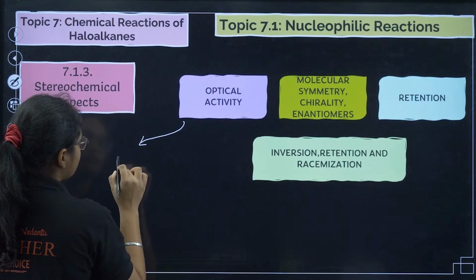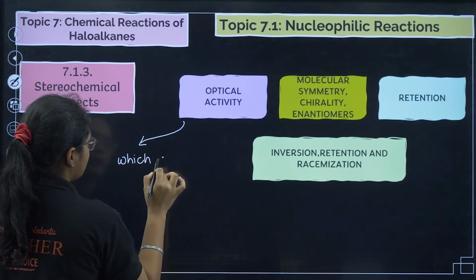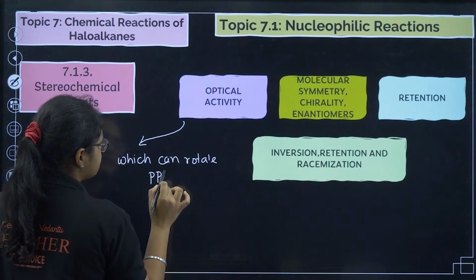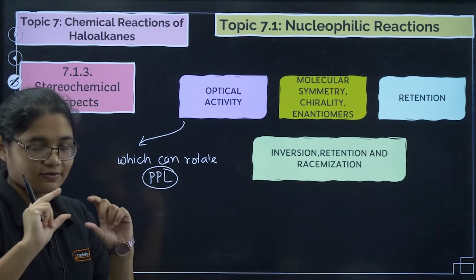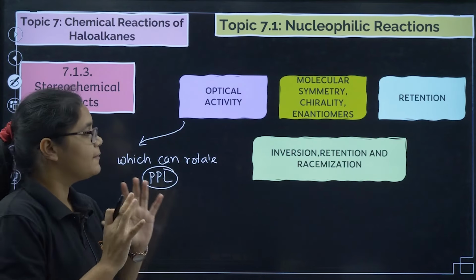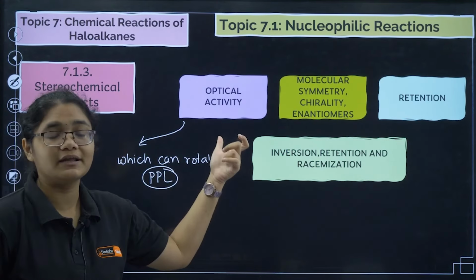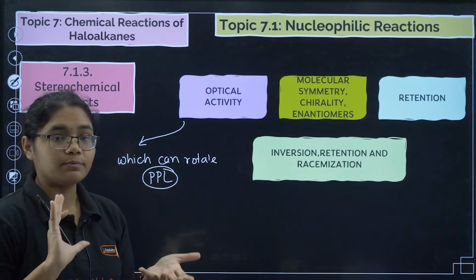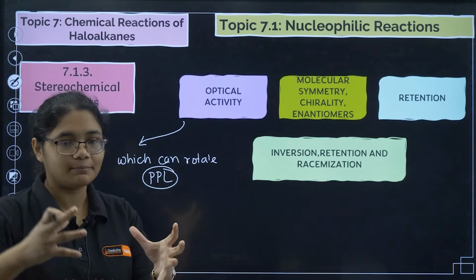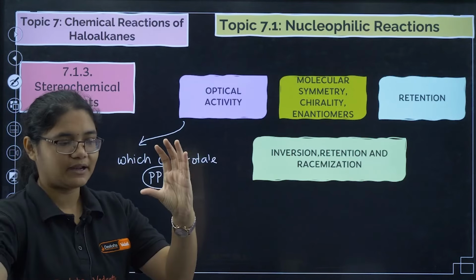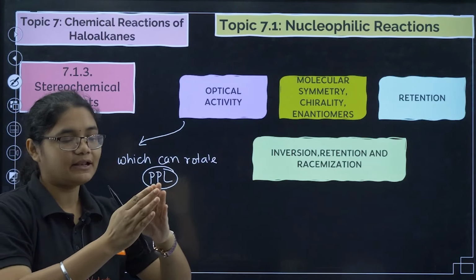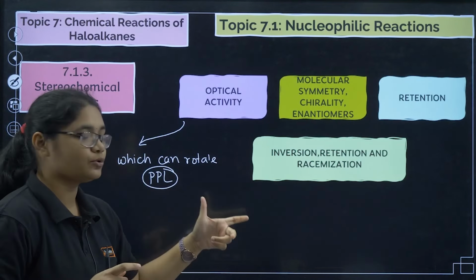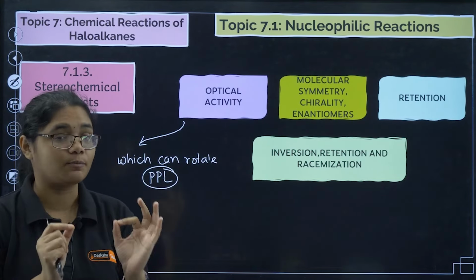Any compound which can rotate plane polarized light, okay, plane polarized light. If a compound can rotate plane polarized light, then that compound is called optically active. Now how will you know whether a compound is optically active or not? You have to take that compound to the lab and pass plane polarized light through that sample. When the light passes through the sample, if the light is bent or rotated, then we can say that this molecule is optically active.